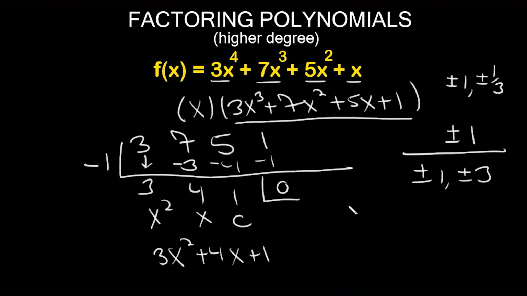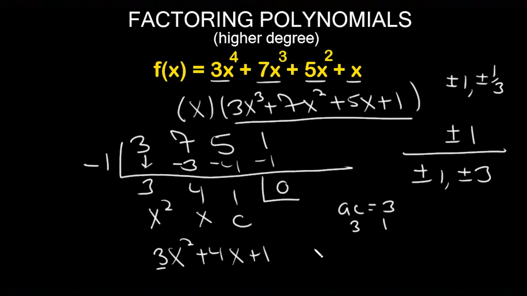So when you do the AC method, you get 3 times 1, and that's going to give you 3. So I need two numbers that multiply to give me 3, but add up to 4. Well, that's going to be 3 and 1. Now, because A is not equal to 1, we have to factor by grouping.